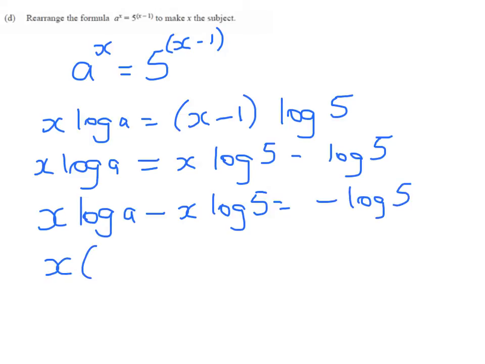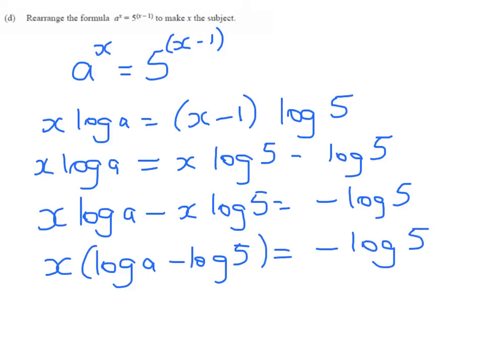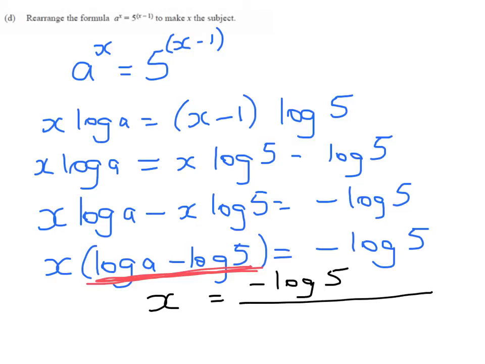Now take out the common factor of x as follows, and finally divide through both sides by this term here. So we get x is equal to negative log 5 divided by log a minus log 5.